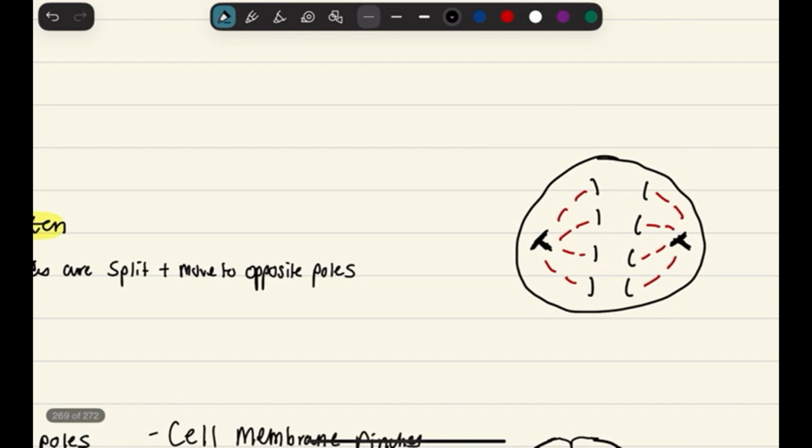So you can see that centromere gets split, right? And your sister chromatid now, it's in two separate parts. They move to opposite poles of the cell. So they're moving to the opposite sides because the spindles are shortening, as you can see in the diagram here.